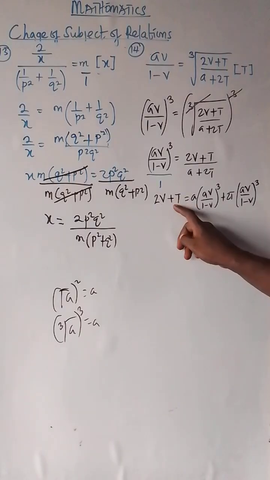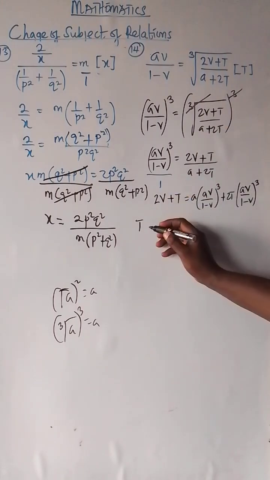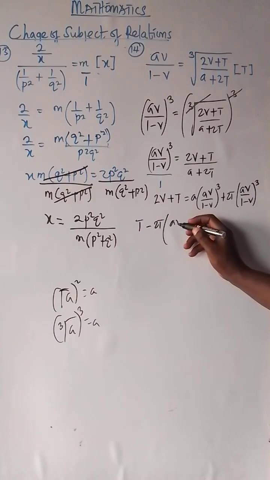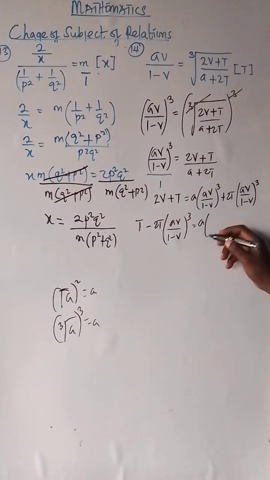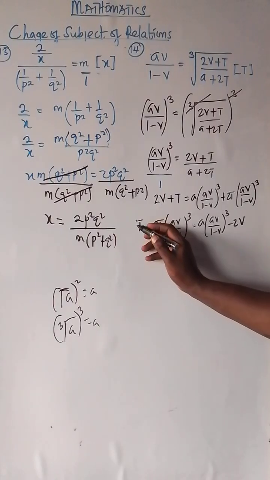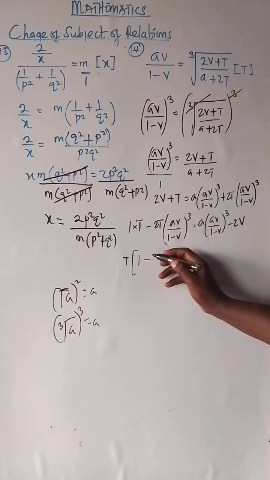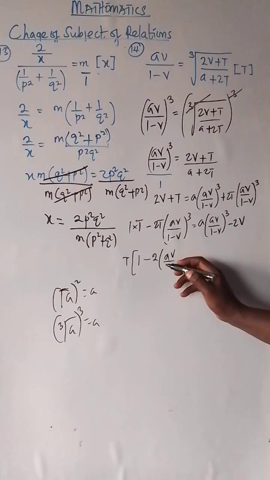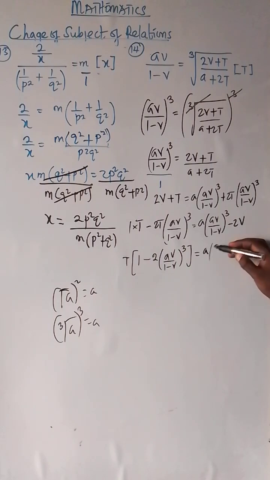Note, our aim is t. So we have t here, we have t here. So let's leave this t here. This t remains. Now this one will bring everything here. So that will be minus 2t into what we have av over 1 minus v all cube. This has no t, so it remains as a into av over 1 minus v cube. Then this 2v, we bring it here, it becomes minus 2v. So we can factorize t here. Note there's an invisible one here. So if I factorize t, we are going to be left with 1 minus 2 into av over 1 minus v all cube equals to a into av over 1 minus v all cube minus 2v.